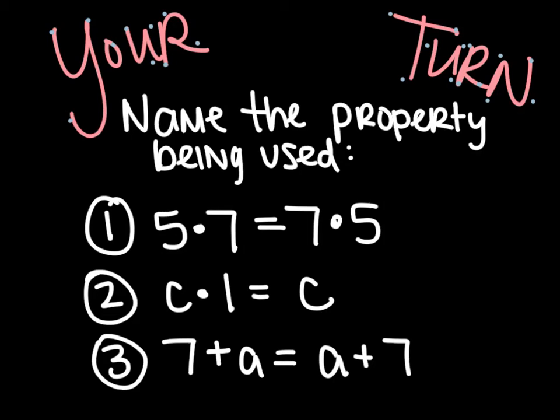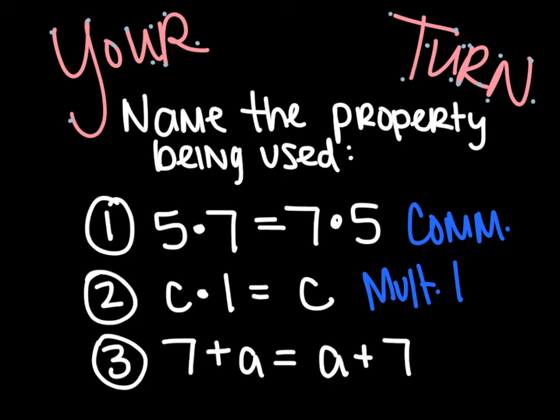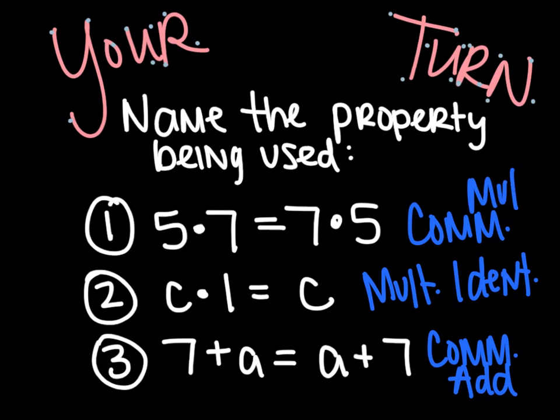All right, answers. In number 1, the order is changing. It went 5, 7, 7, 5. There's a mirror there, which means this is the commutative property. Number 2, here's my identity. I'm staying the same. How did I do that? I multiplied by 1, so I know it's multiplicative. And because I'm staying who I am, that's an identity. Make sure you're starring these if you get them right or circling them if you get them wrong. Number 3, 7 plus A equals A plus 7. This one, the order is changing. So this is also the commutative property. This is the commutative property of addition, whereas the first one was the commutative property of multiplication.